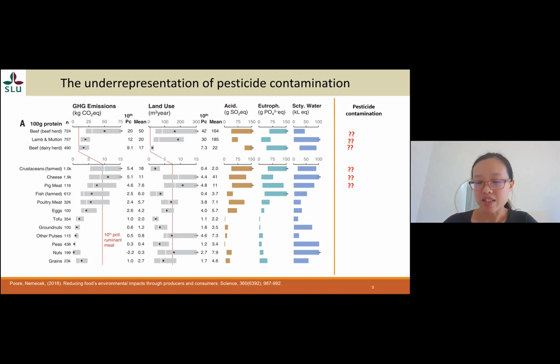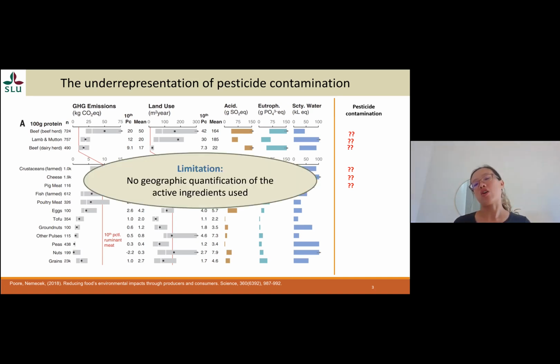One of the reasons is that we lack information about what the active ingredients of pesticide use are, on what type of crops they are used, where they are used, and what the amount used is. Without this information, it is very difficult to associate the contamination that we observe with a certain food product.